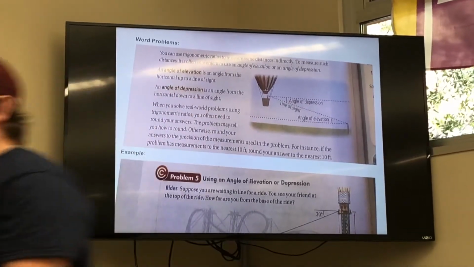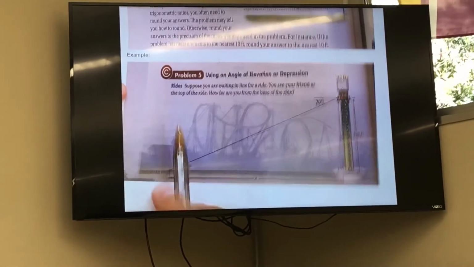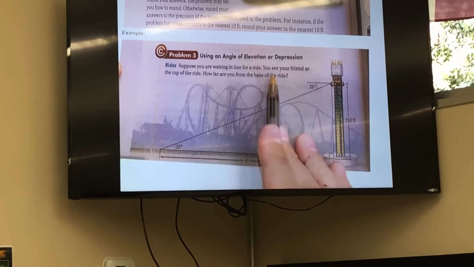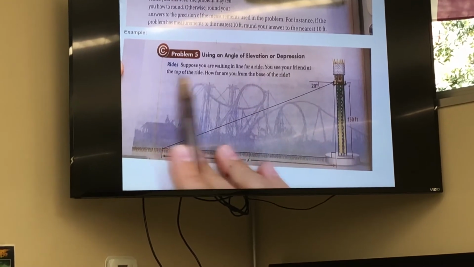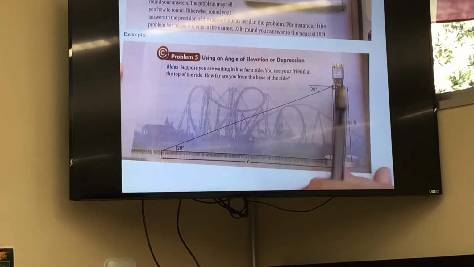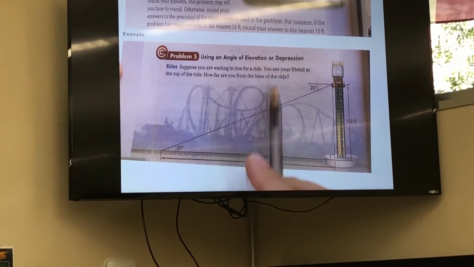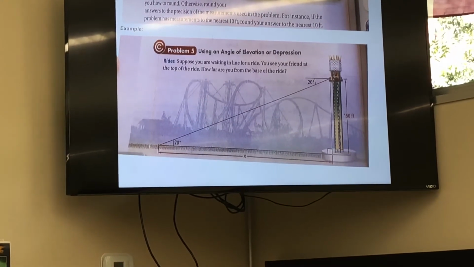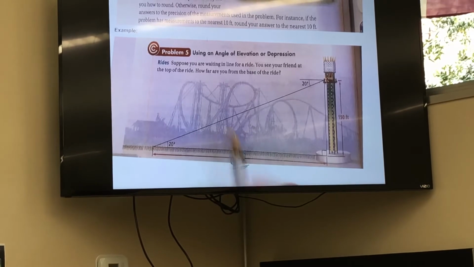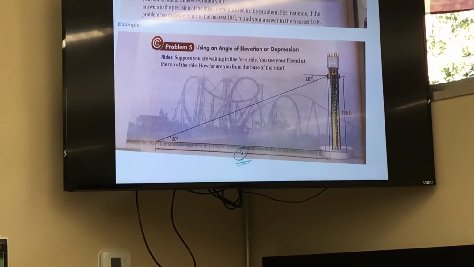The problem we're going to look at from the book is problem 5. It says, suppose you are waiting in line for a ride. You see your friend at the top of the ride. So you are down here. Your friend is up in the ride. How far are you from the base of the ride? So they're asking you this distance right here, from here to the base of the ride.